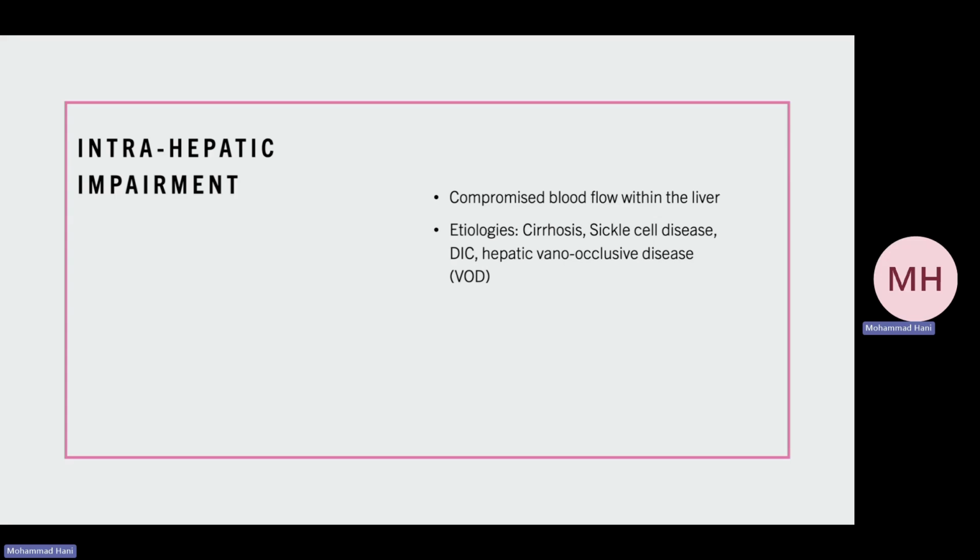In sickle cell disease, because of the distorted shape of the red blood cells, they can get stuck in the sinusoids, or occlude the blood flow within the sinusoids by obstructing the vessel. In DIC, you have multiple small thromboses within the liver, which again obstruct the blood flow. And hepatic veno-occlusive disease is basically endothelial injury within the sinusoids due to chemotherapy or radiation.